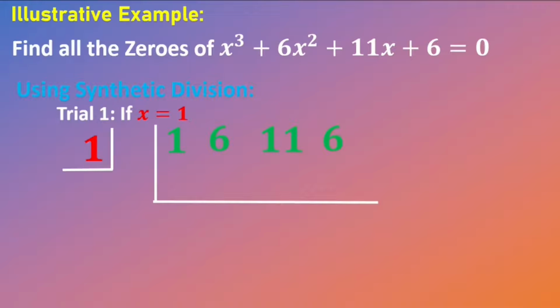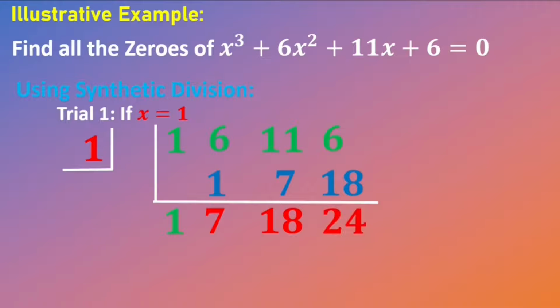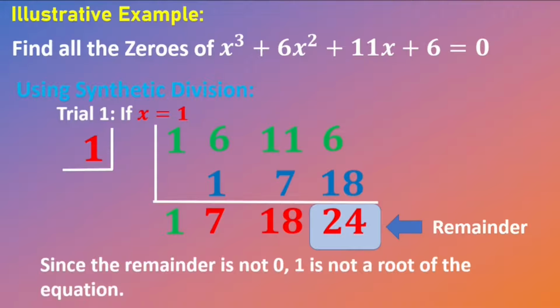Step 1, bring down 1, and multiply 1 with 1. So 1 times 1 is 1. And add 6 and 1. 6 plus 1 is 7. 7 times 1 is 7. 11 plus 7 is 18. 18 times 1 is 18. 6 plus 18 is 24. Since the remainder, or P of r, is 24, which is not equal to 0, therefore 1 is not a root of the given equation.